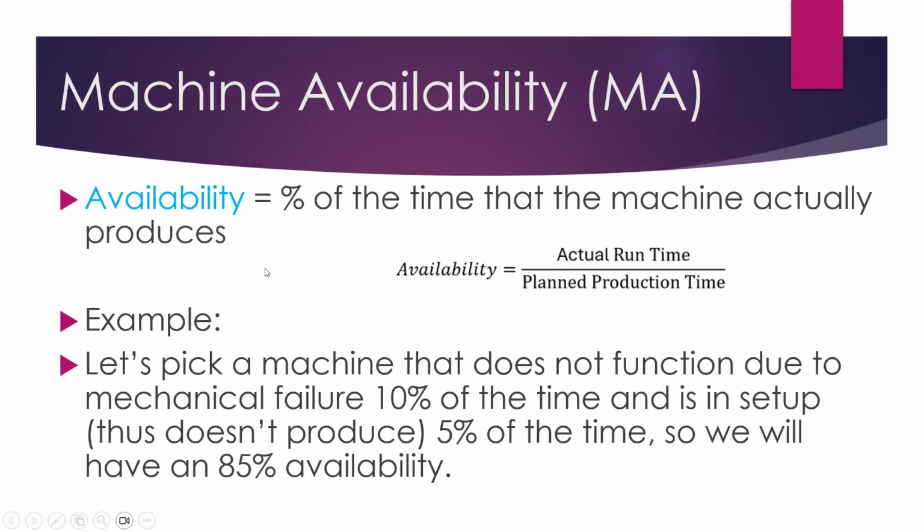Then we need to calculate the availability. Availability is equal to the percentage of the time that the machine actually produces. We have already seen the formula for availability. Let us see an example. If a machine does not function due to mechanical failure 10% of the time and is in setup, that is, does not produce, 5% of the time, then we have an availability of 85%. So actual runtime is 85 out of 100, so it is 85%.